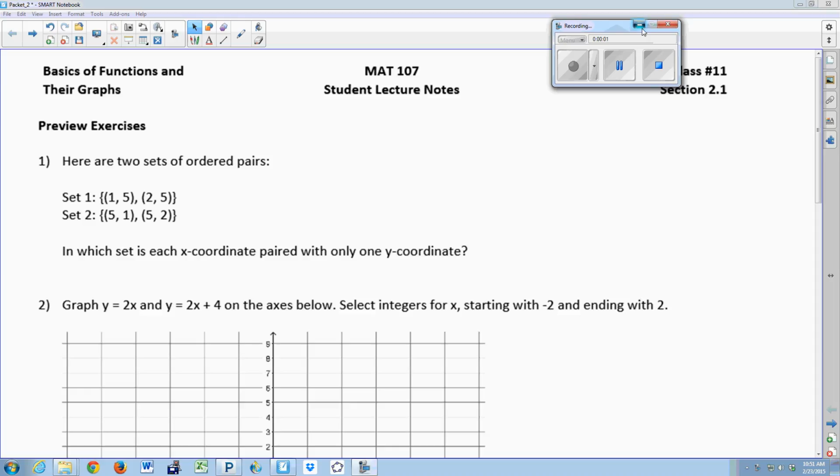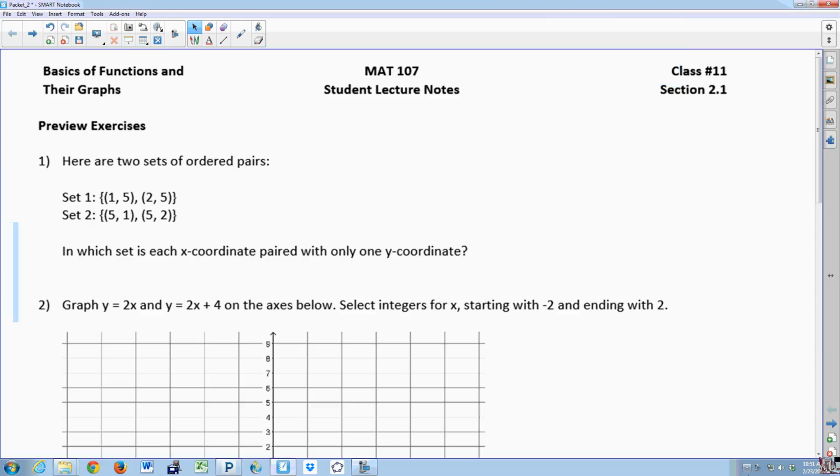Preview exercises were chosen because today we're going to be looking at the ideas that you've already spent some time looking at and actually coming up with all the correct answers. And we're going to formalize it a little more today and give you some definitions of words, okay?